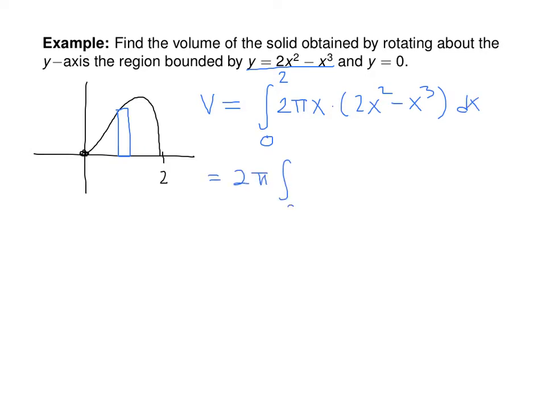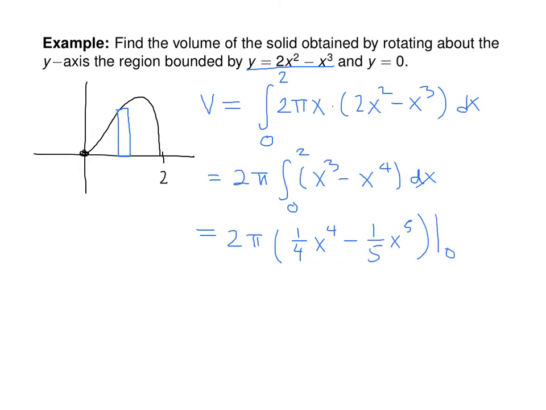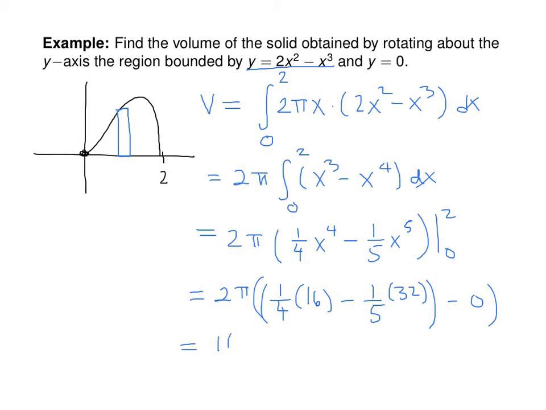2 pi integral from 0 to 2. That will be x cubed minus x to the 4th once we distribute that x. Anti-differentiate, and we will have 1/4 x to the 4th minus 1/5 x to the 5th, evaluated from 0 to 2. So that's 2 pi times 1/4 of 16 minus 1/5 times 32, minus 0. And that gives you 16 pi over 5.